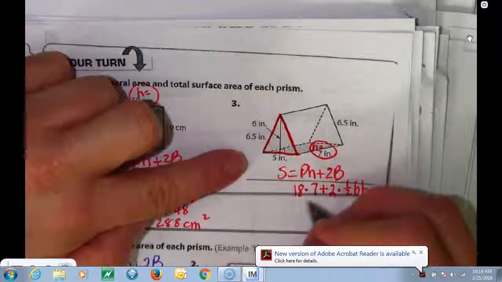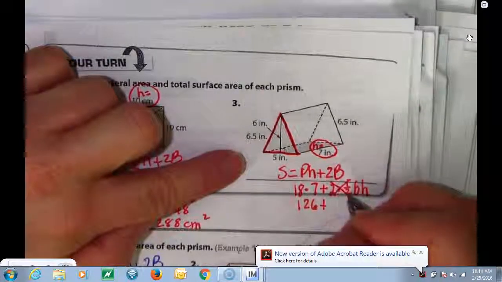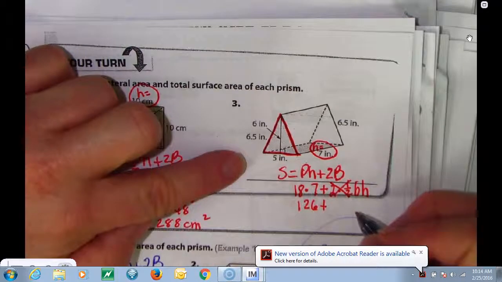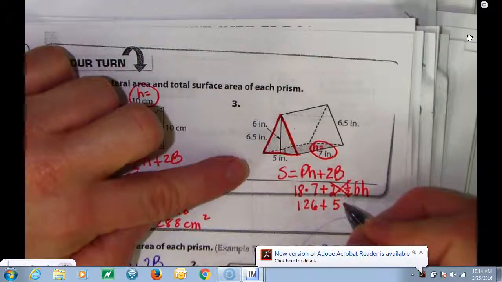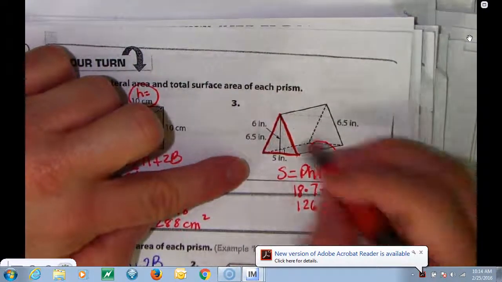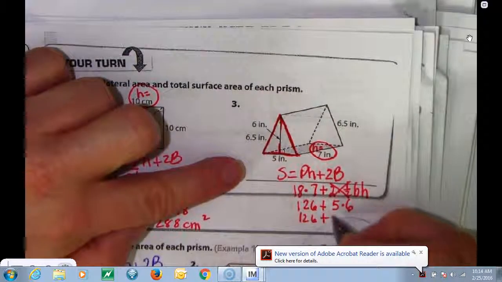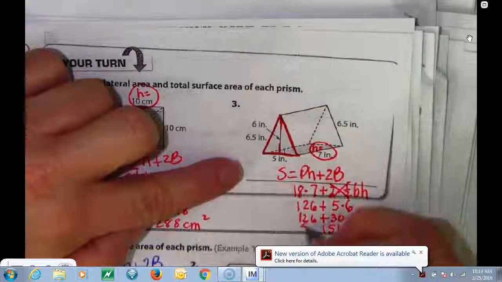18 times 7, plus, and half of 2 is 1, so that cancels that out. What is the base of the triangle? Only focus on the triangle. 5 times what? 6. Awesome. 5 is the base of the triangle, 6 is the height. So 126 plus 30 is? 156. Good. Inches squared. We're doing surface area.